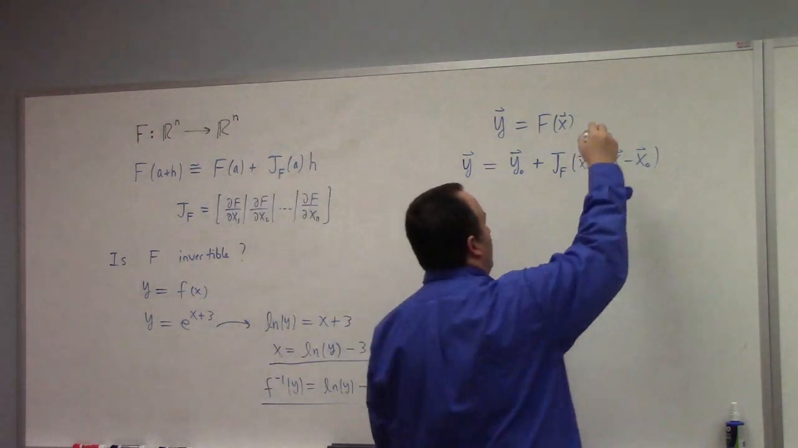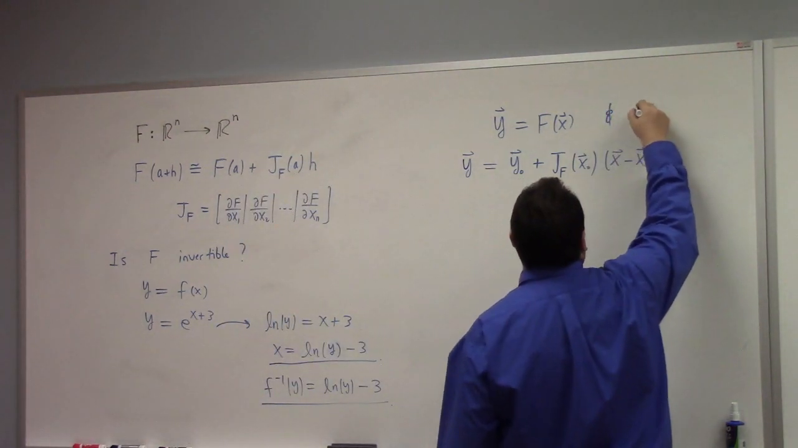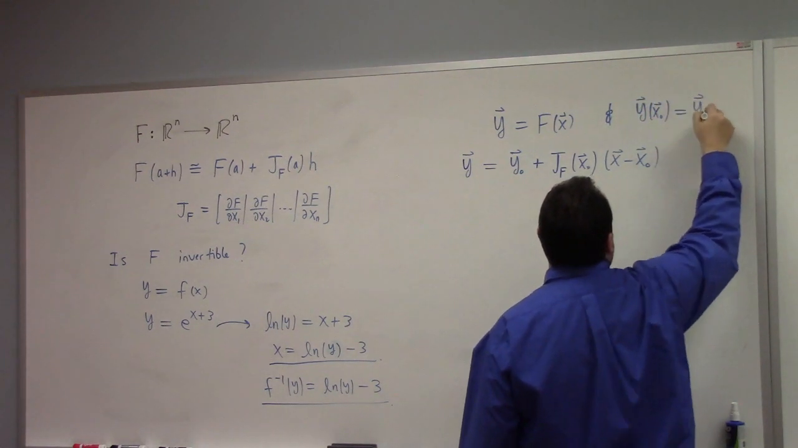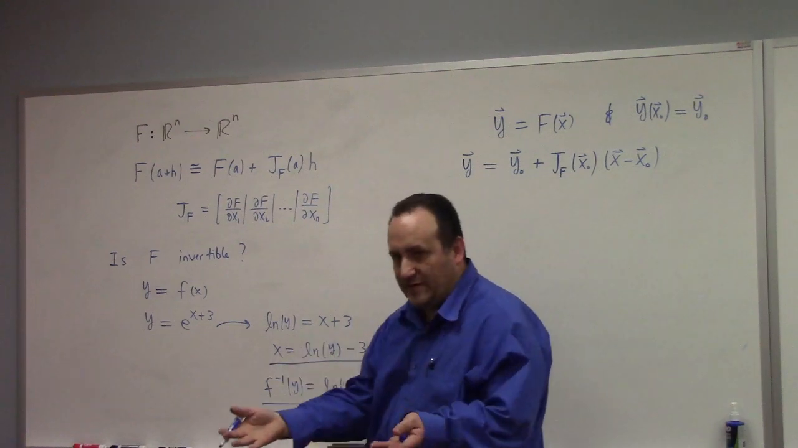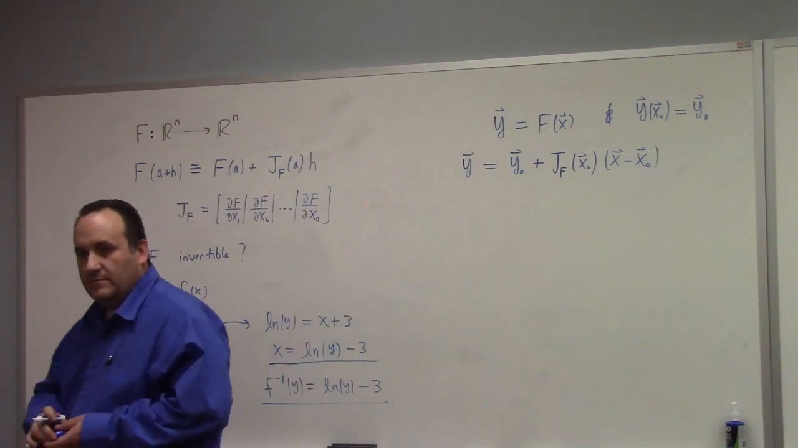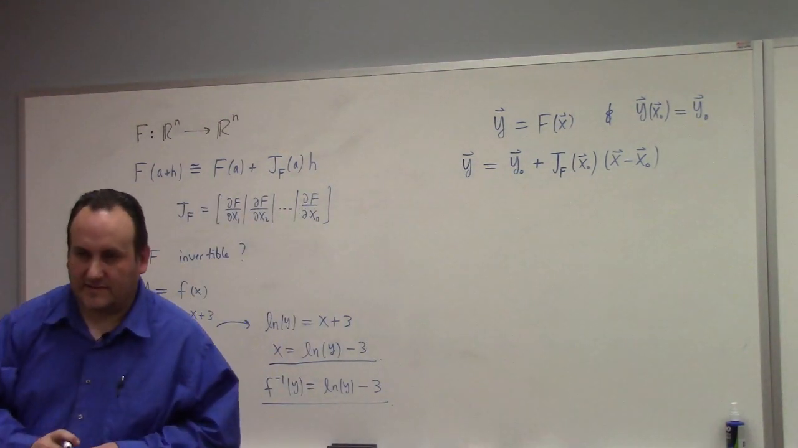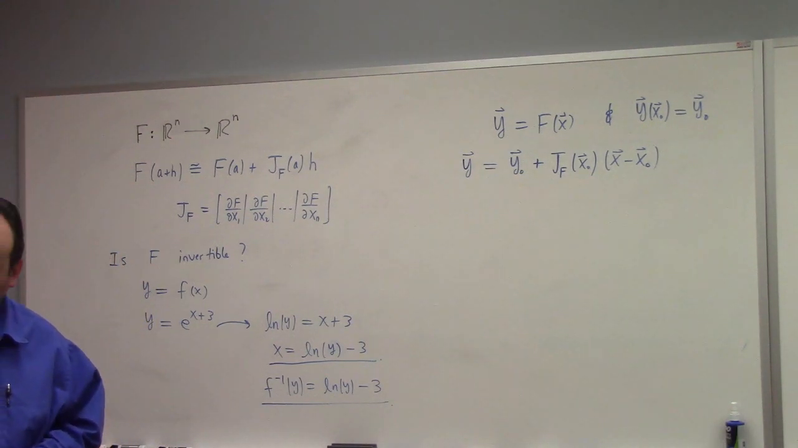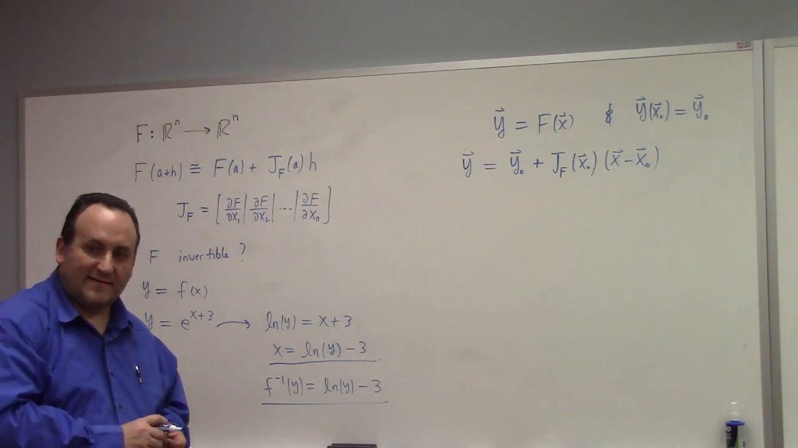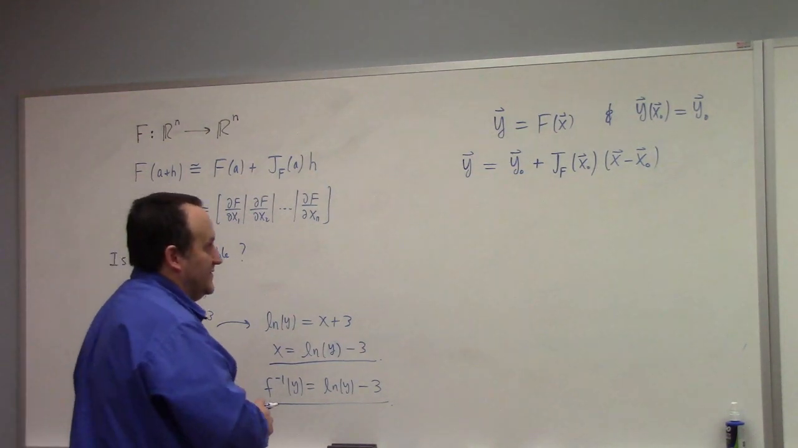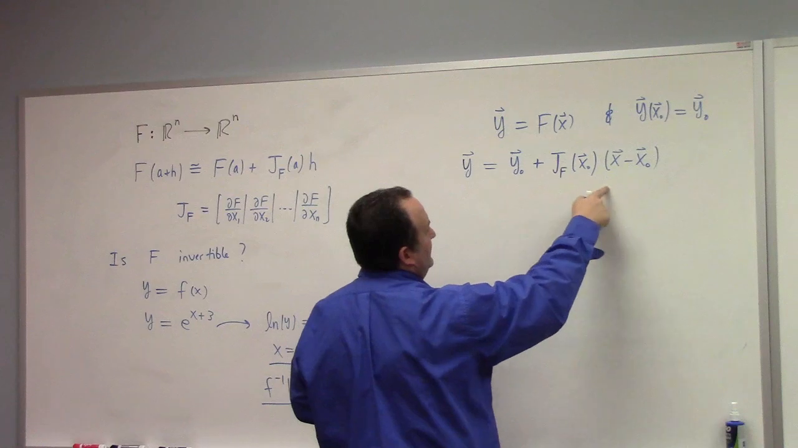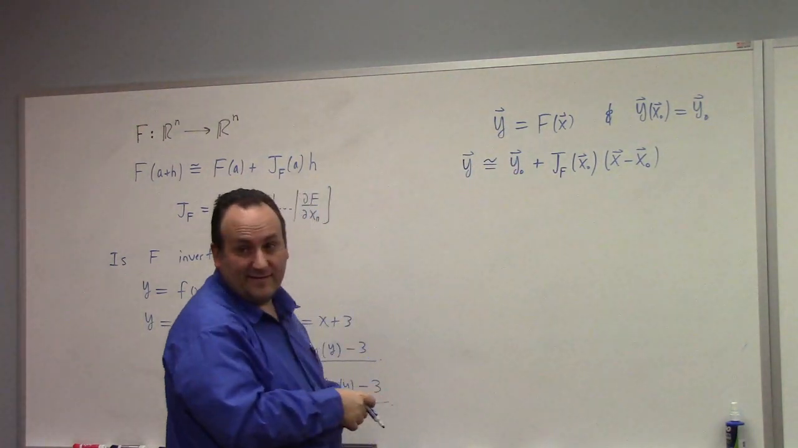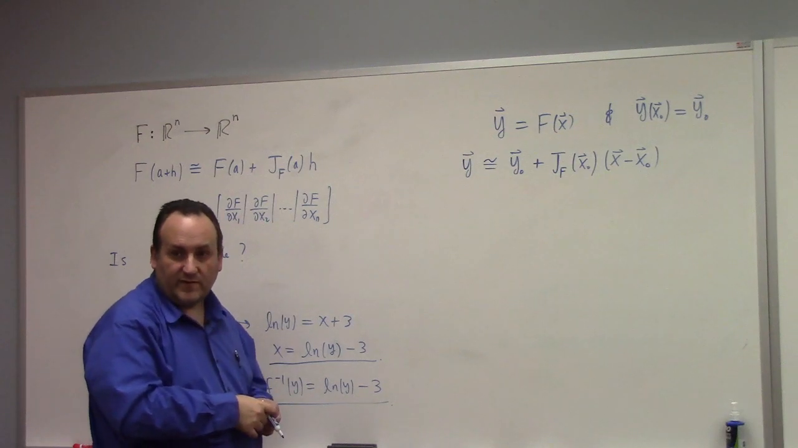If I also know that y at x naught is equal to y naught, right? If I know that point, if I know that y naught is the image of x naught under f, then I can try to find an inverse for the function near that data. And so my first attempt is to take the linearization, right, and solve that for x there.